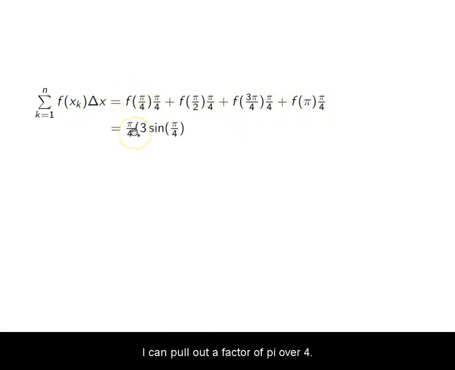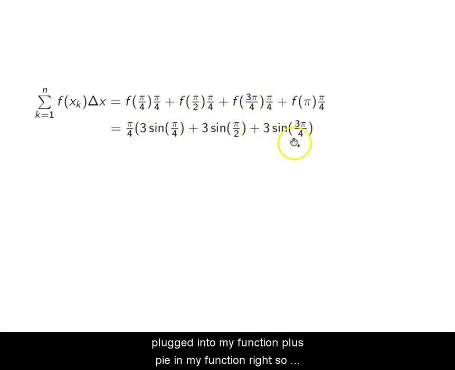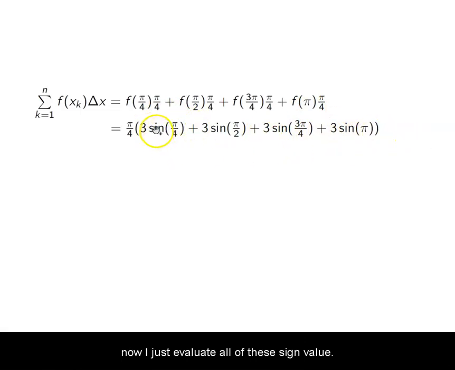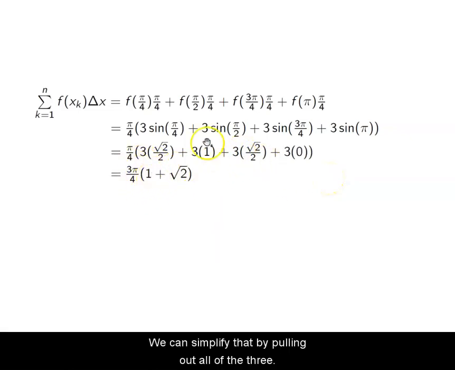I can pull out a factor of pi over 4, times pi over 4 into my function, plus pi over 2 into my function, plus 3 pi over 4 plugged into my function, plus pi in my function, right? So now I just evaluate all of these sine values. Okay, so I have pi over 4, root 2 over 2. This is going to be 1. This one is going to be root 2 over 2 as well. And then this is going to be 0. Then we can simplify that by pulling out all of the 3's. Root 2 over 2 and root 2 over 2 added together is just a root 2. This leaves me with the 1. The 3 is on the outside.